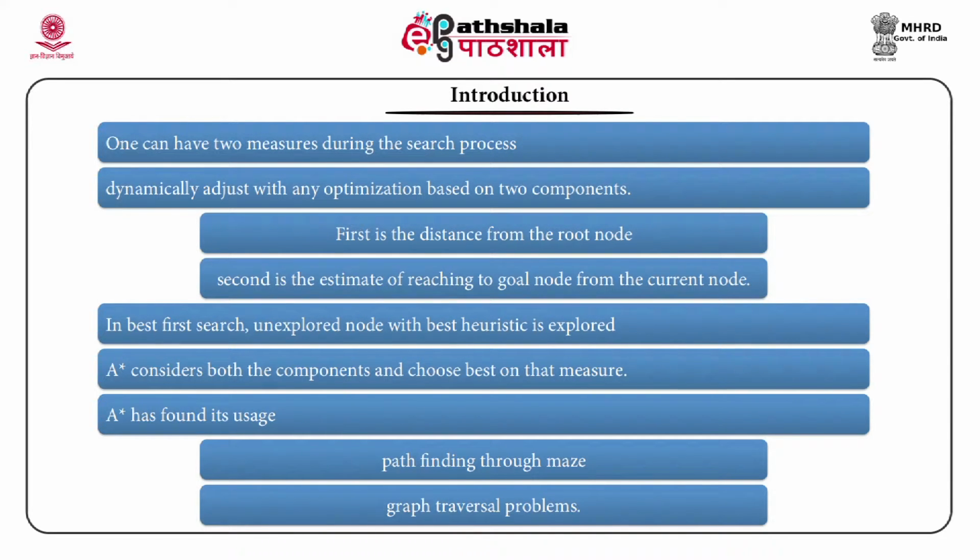For the second component, we will actually have to predict, and we will have to use some heuristic like we have talked about before. As I said, A star is a very popular algorithm. There are many pathfinding solutions where A star has found usage, and many graph traversal algorithms are also using A star. Shortest route finding in maps is also using it.